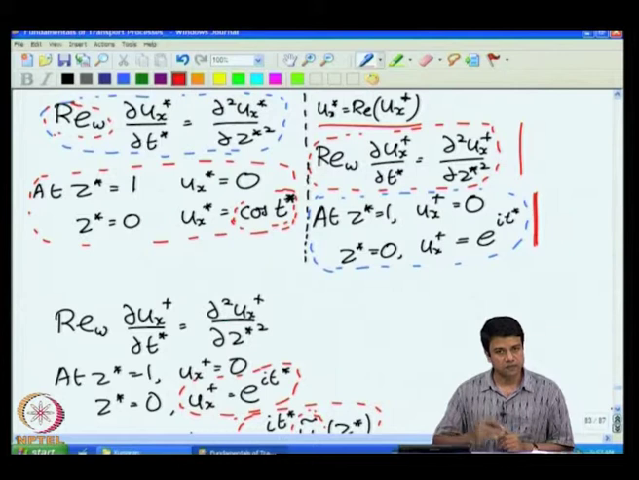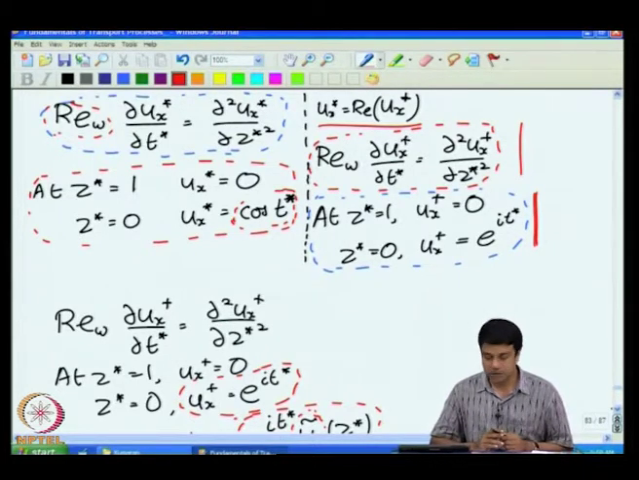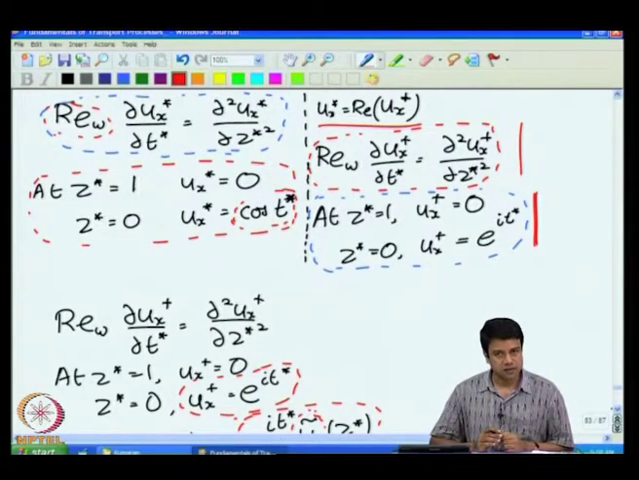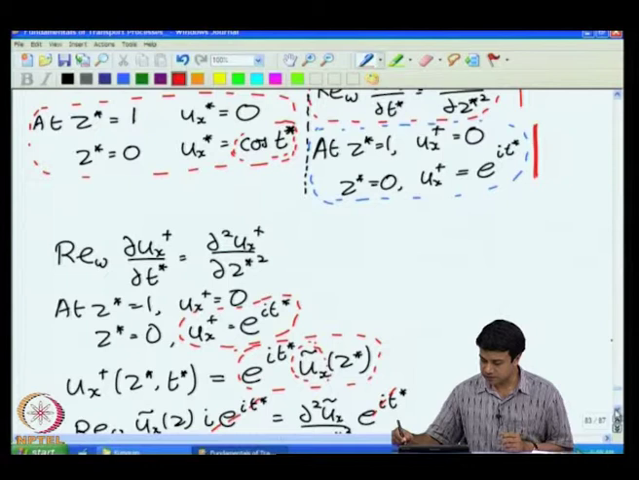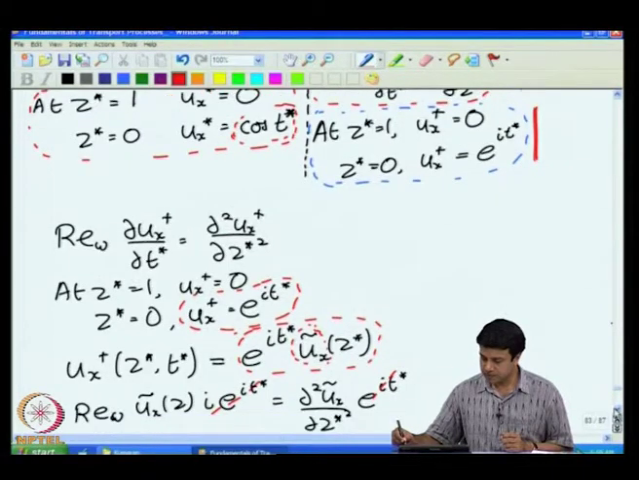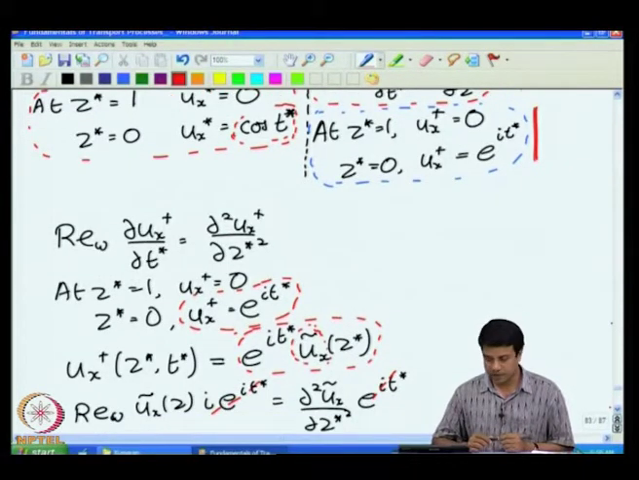So, if I can solve the equation for this complex velocity field and take its real part, I will get the actual velocity field. That was the first simplification. The second one was that the equation is linear in u x plus. The equation is a linear function of u x plus, and it is being driven by a sinusoidal velocity profile at the boundaries.